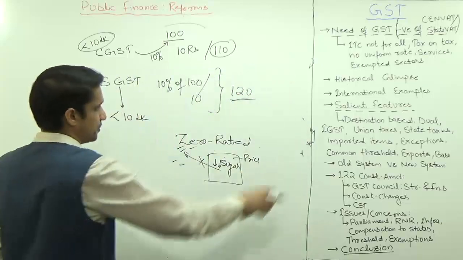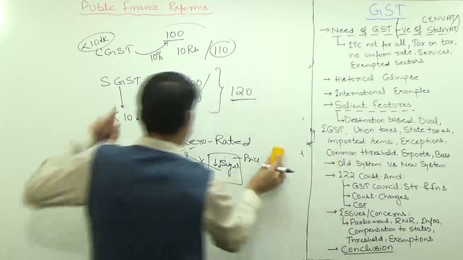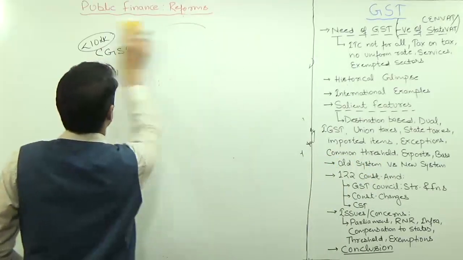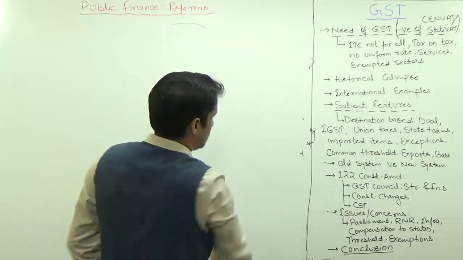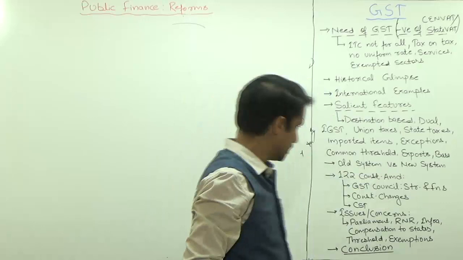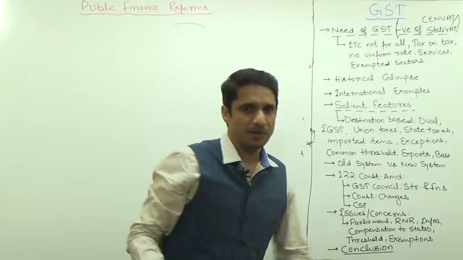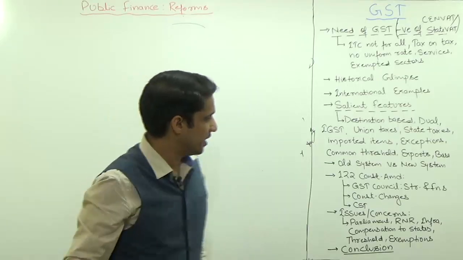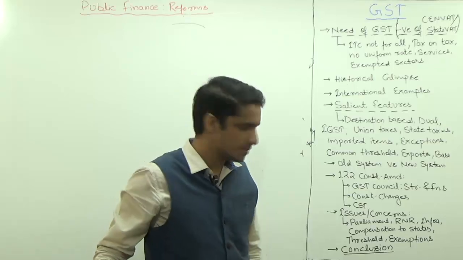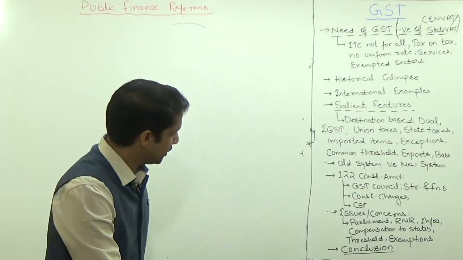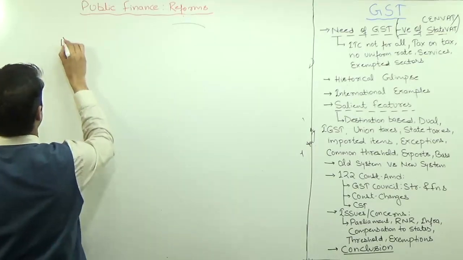So these are the salient features. We also discussed the old system and the new system. Earlier we had sale within the state and sale outside the state, so that was the old system versus the new system. And then the 122nd Constitutional Amendment Bill came. Earlier the 115th Amendment Bill also came. Sorry, this is not an act, it's a bill. So the 122nd Constitutional Amendment Bill. The first feature is the GST Council.